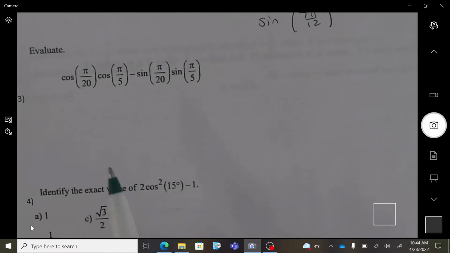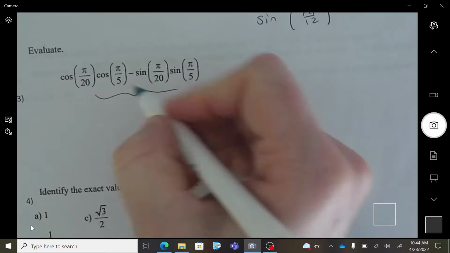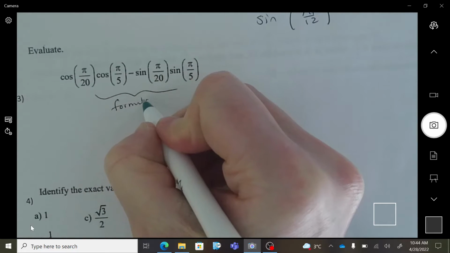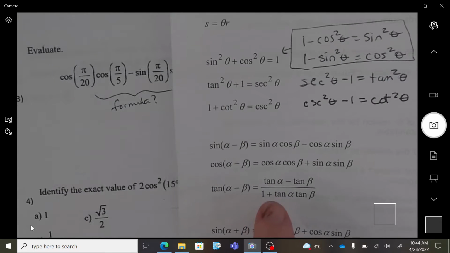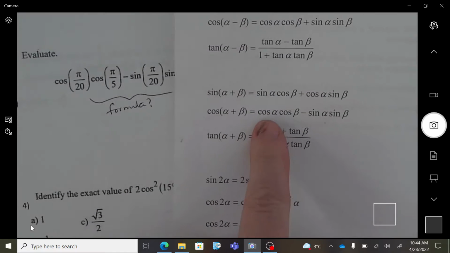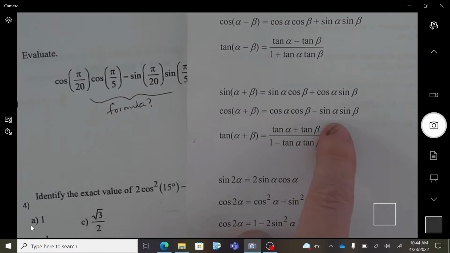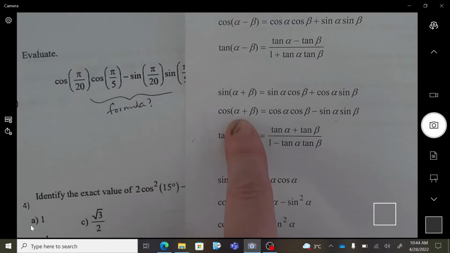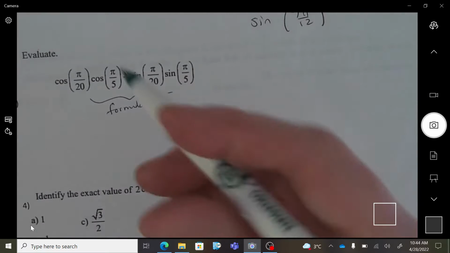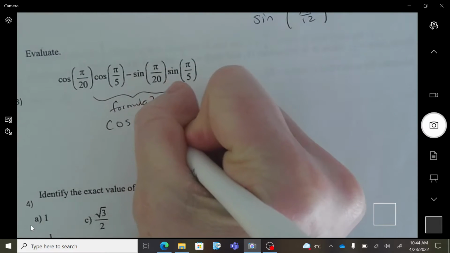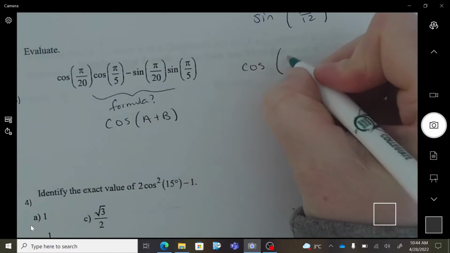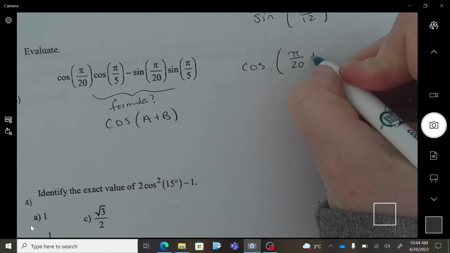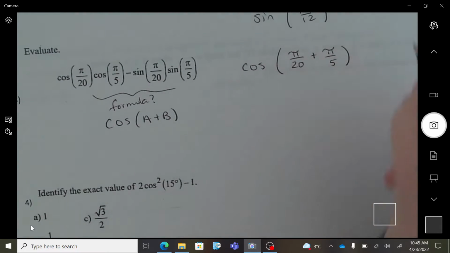Okay, evaluate this. So first of all, what is this formula? So cos minus sine. So right here I have a cos minus sine. So this would match cos of the added angles. So I'm going to add the angles. So pi over 20 plus pi over 5.